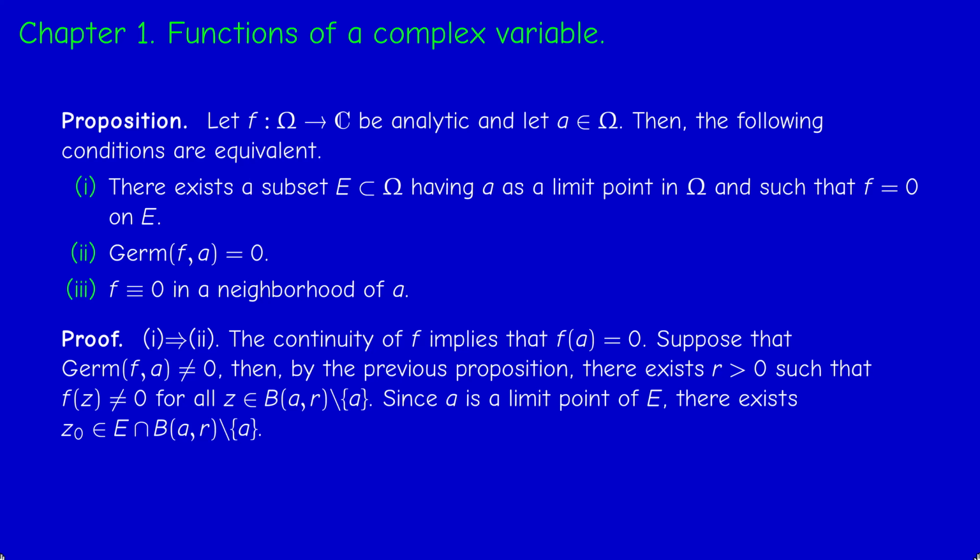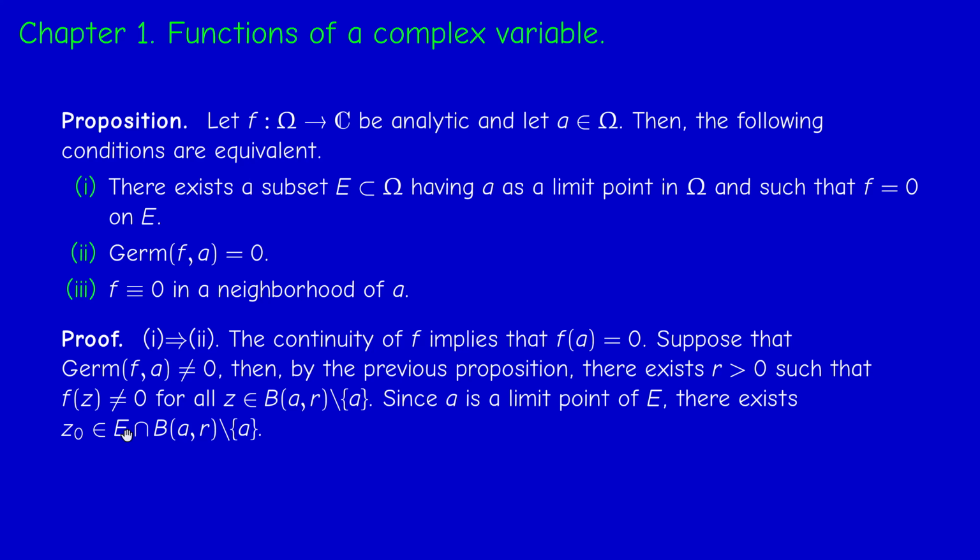But by assumption, the number A is a limit point of the set E. What does it mean that A is a limit point of E? It means that any neighborhood of A meets E at a point different from A. This is the topological definition of a limit point or accumulation point, if you like. So in particular, if I take the neighborhood B(A, r) as a neighborhood, this set is not empty, because A is a limit point of E.